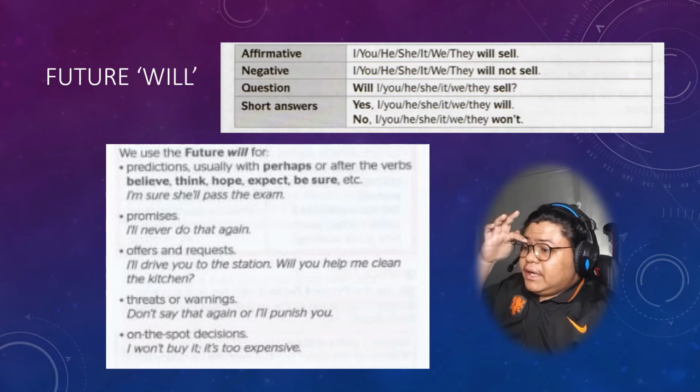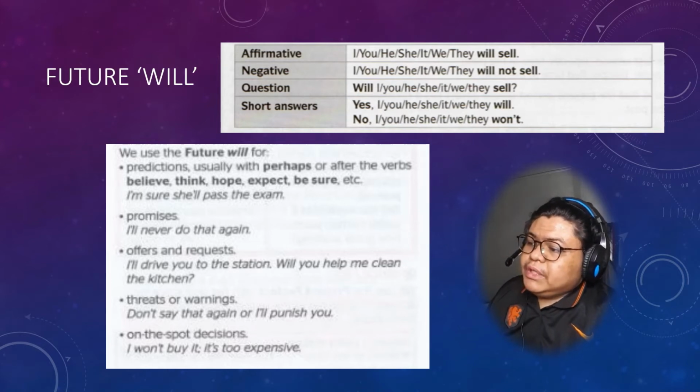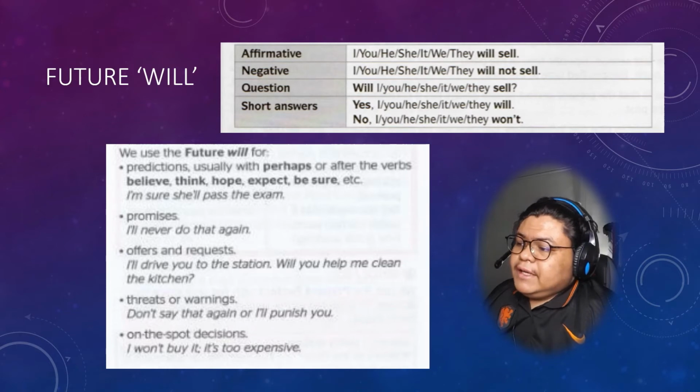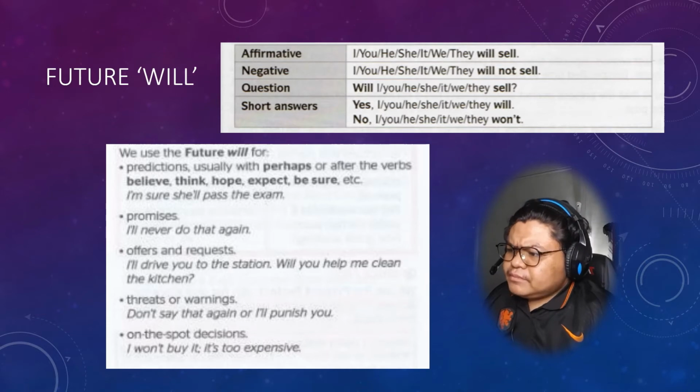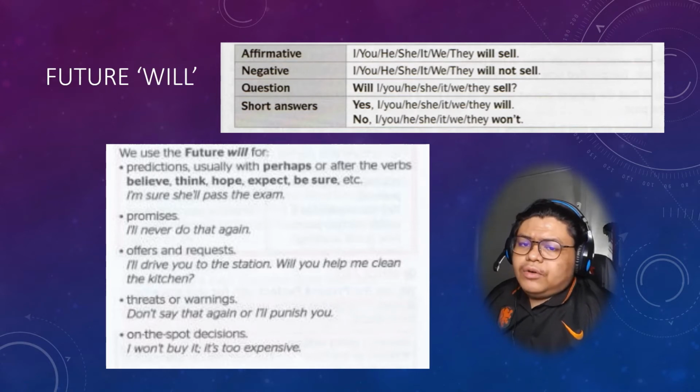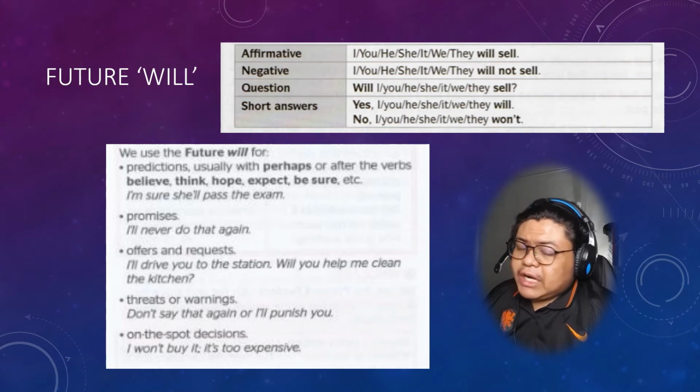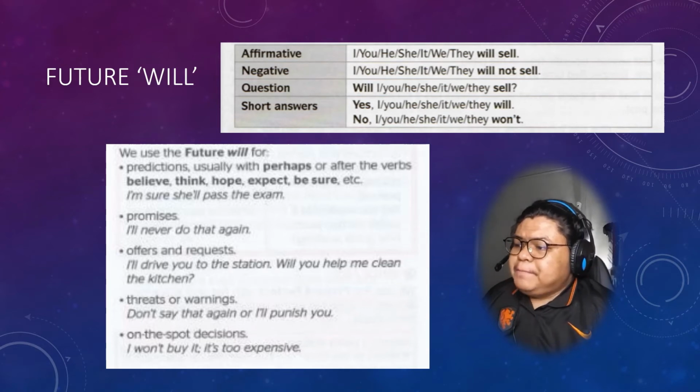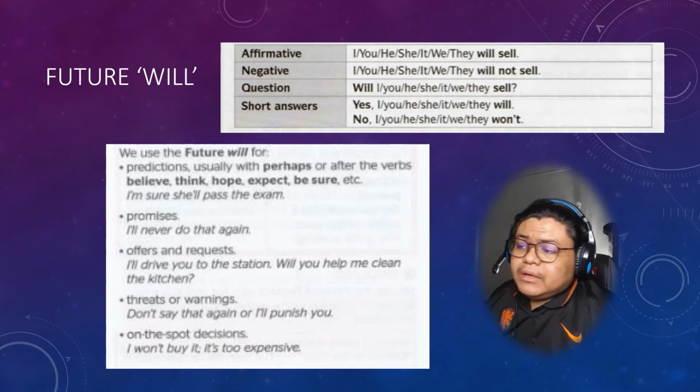Another reason why we use future will is to make promises. I will never do that again. Membuat janji. Seterusnya ialah membuat satu offer. We make offer or request. Offer maksudnya kita membuat satu tawaran. We offer help ke, kan? Ataupun request, membuat satu permintaan. I'll drive you to the station. Will you help me clean the kitchen?